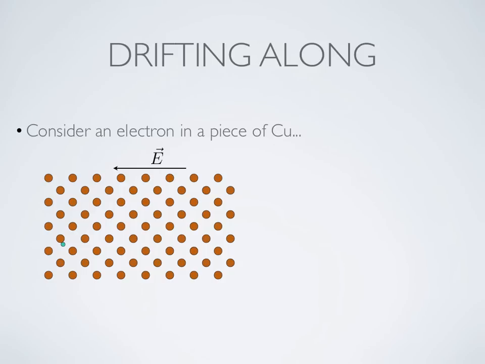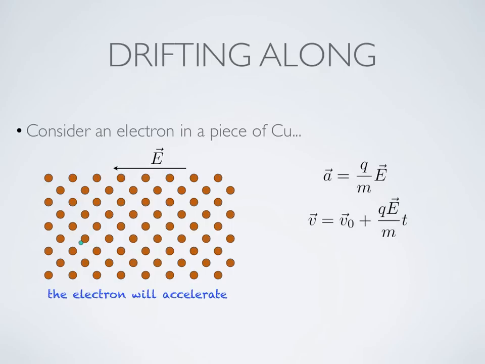It's going to want to accelerate, and it will accelerate based on the charge to mass ratio, because after all, QE is the force and the force equals MA equation, so I get acceleration as Q over M times E. And since it's a constant acceleration, I can go ahead and solve for what V will be after some amount of time. It's whatever V was to start with, plus QE over M times T.